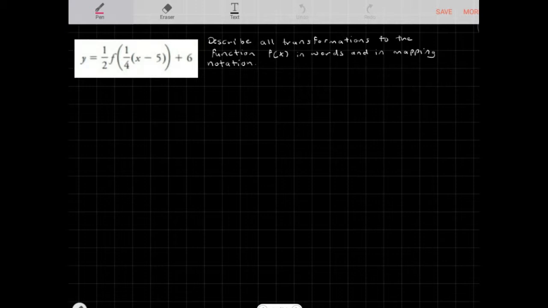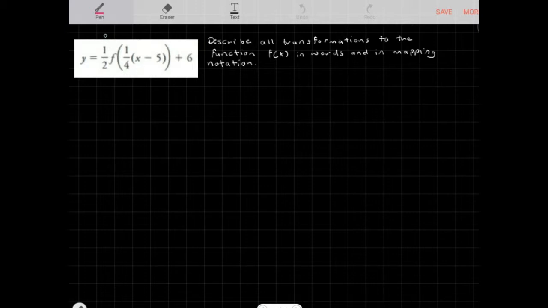Alright, let's describe all transformations to the function f of x in words and in mapping notation. Okay, so if we're looking at writing all the transformations in words, we will always have to be doing our vertical and horizontal modifications, which includes vertical stretches, shrinks, reflections, and horizontal stretches, shrinks, reflections, and then we'll do our translations, so our horizontal and vertical translations.